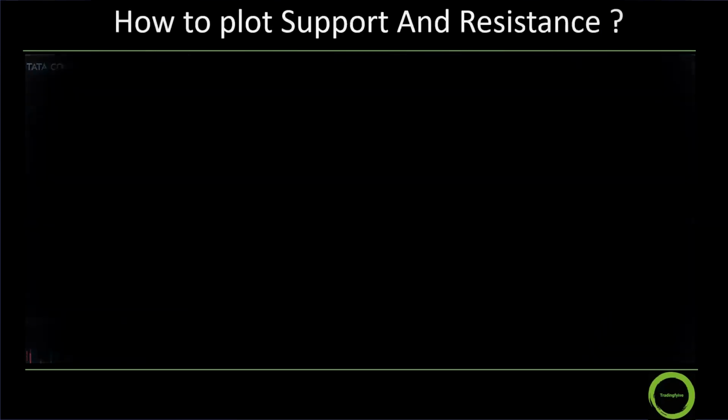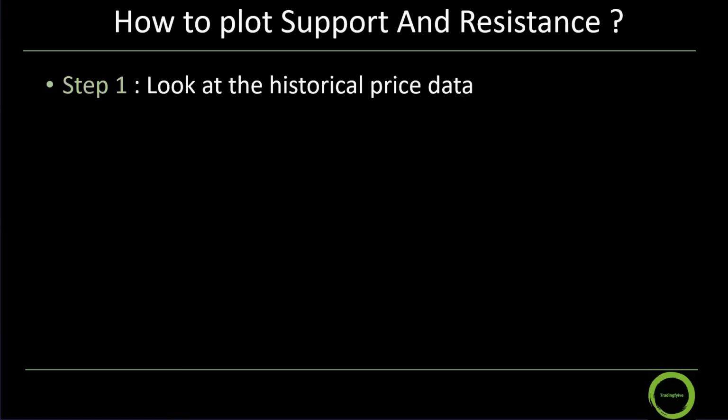So let's move forward to the most important topic in the whole video, that is, how to plot support and resistance. So till now you got to know about support as well as resistance. But one question is still stuck in the mind: how do we plot them, or how do we recognize support and resistance in the chart of a price? So this can be simply done in 4 steps. Step number 1 is to look at the historical price data.